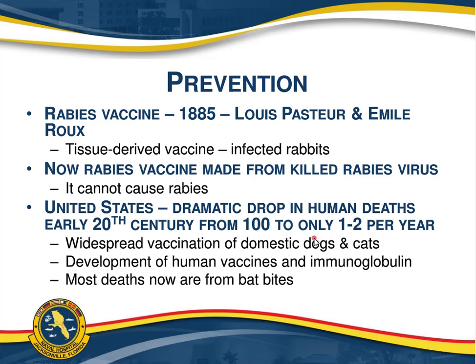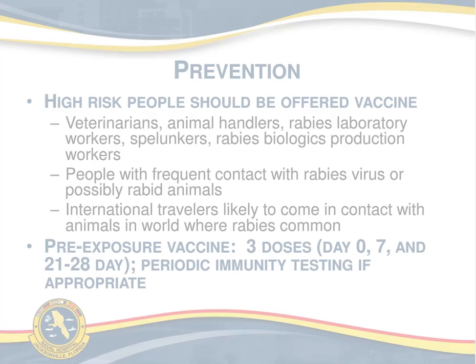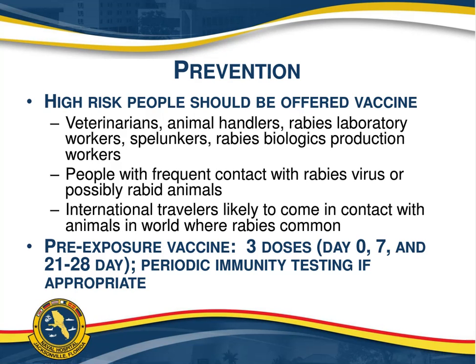So in the United States, there was a dramatic drop in human deaths in the early 20th century from 100 to only 1 or 2 per year. And thank God I wasn't one of those 1 or 2. But the widespread vaccination of domestic dogs and cats is what helped. Development of human vaccines and immunoglobulin, and most deaths in the United States are from bats and not dogs. But we all know that people a lot of times don't vaccinate their dogs or cats, so that's a little bit dangerous. So high-risk people should be offered the vaccine.